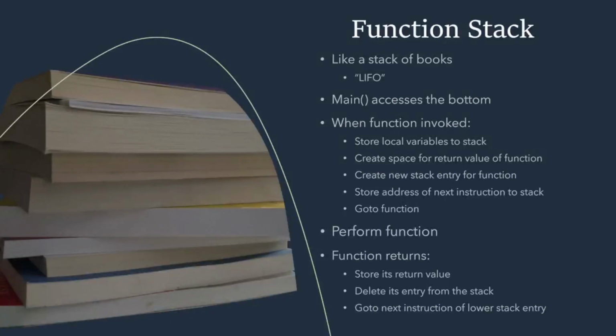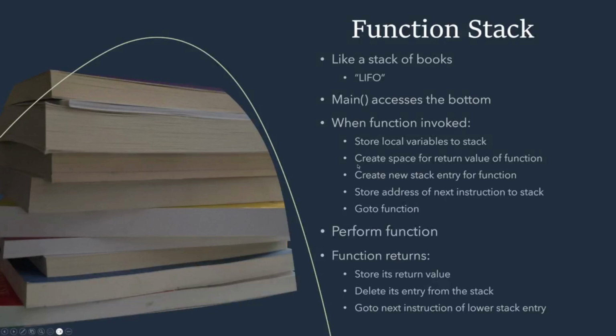So if you were to do 0, 1, 2, 3, give me the current one back to 2. Okay, now I'm going to give you another value, 4. Then 4 is on top. Then you say, give me what's on top, 4, 2, 1, 0. In programming, when a function is invoked, all the local variables that you've created, they're stored to the stack.